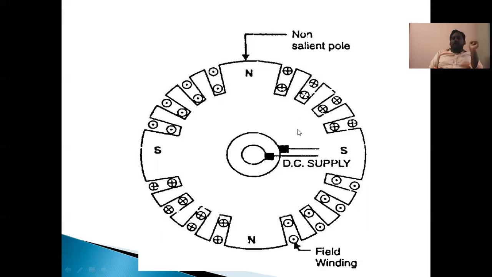In the case of the non-salient pole type rotor, this is round type. That's why it is called a round rotor. It is in the form of a round with a smooth arrangement. That's why it is called a smooth cylindrical rotor. And advantages are also there by using this type of rotor. That's why we prefer this type of rotor for turbo alternators, high speed alternators in thermal power plants. Thank you.